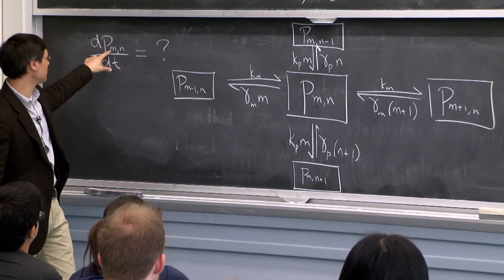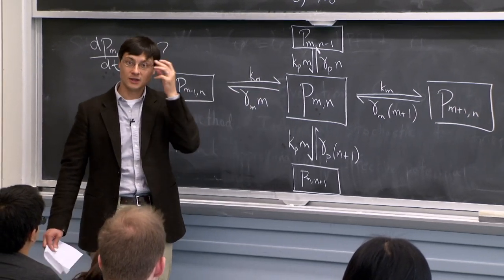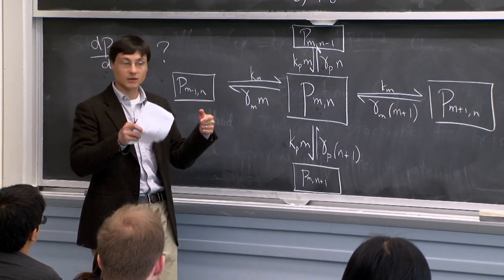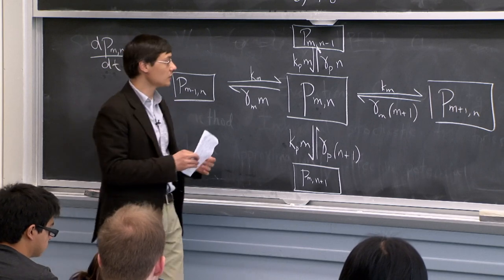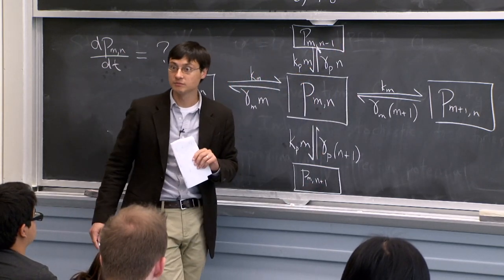For the change of probability of mn, you come here and you just go around and you count. Take all the arrows coming in, and those are positive. Those are ways of increasing your probability. And the ways going out are ways of decreasing your probability. Now, in all those cases, you have to multiply these raw rates by the probabilities of being in all these other states.